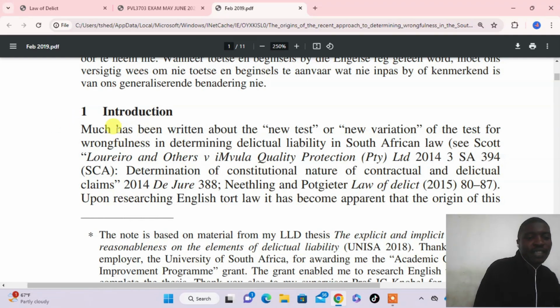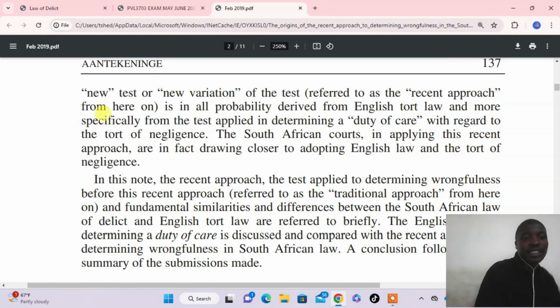Number 1 is that the document states very clearly that much has been written about the new test, or a new variation of the test, for wrongfulness in determining delictual liability in South Africa. And then they even give the prescribed book of Neethling and Potgieter, the pages. This one is going to be nice. And it says the new test, new variation of the test, recent approach.